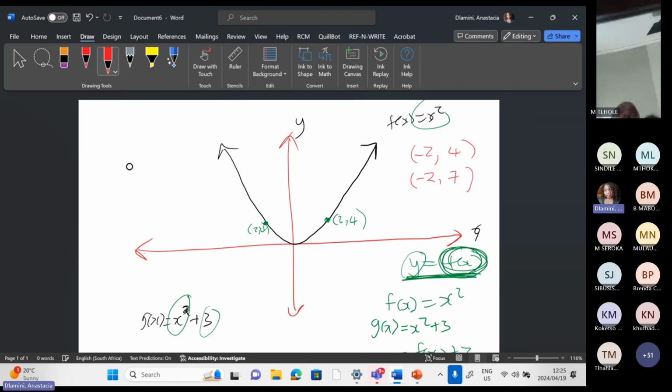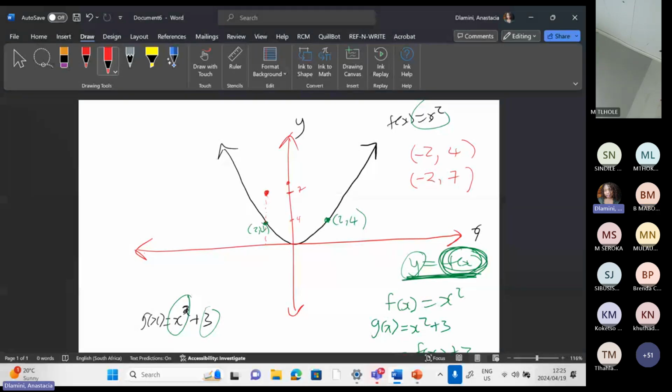So meaning that the new point will be here. Negative 2, let's say 4 is here, so 7 will be here. Let's say 7 is here. So negative 2 and 7 will be there. Are we agreeing on that? Yes, ma'am.